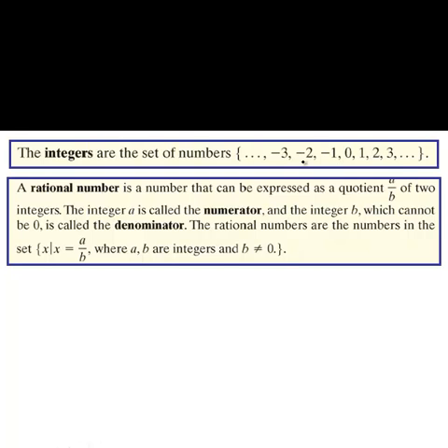Now, so we have the set of integers. We also have the set of rational numbers, which include all of the integers as well as any other number that you could write basically as a reduced fraction, where you have the ratio of two integers. All right, as long as you're not dividing by 0, then we're good.